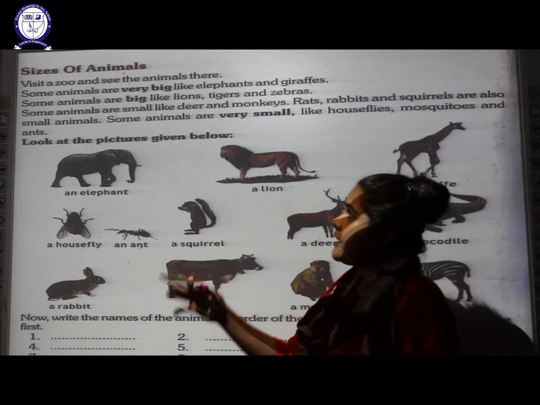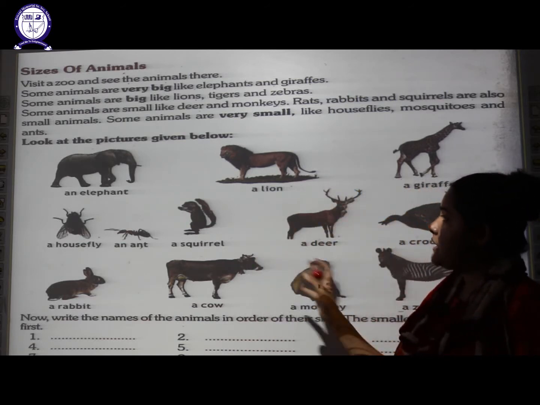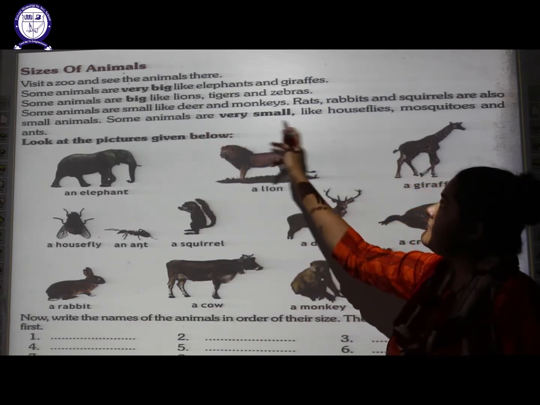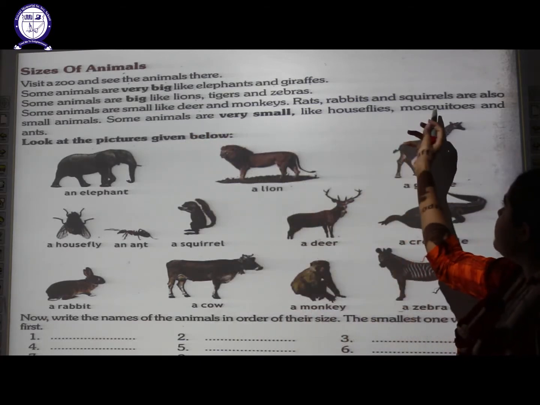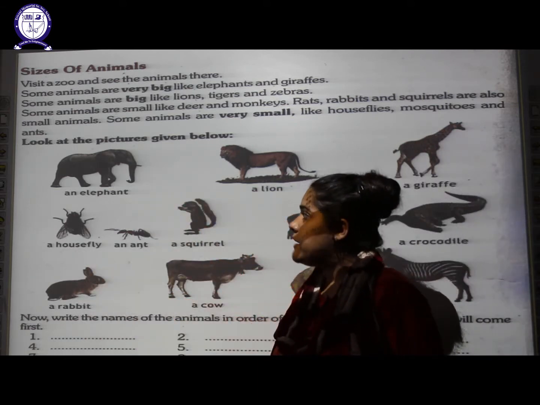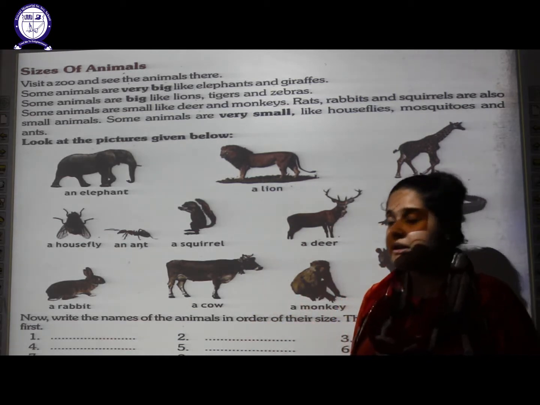Then there are certain other animals which are much smaller, even smaller than these animals. Such animals are called very small animals like the housefly, mosquitoes and ants. You can see here a housefly and an ant. So we can classify different animals based on their size.